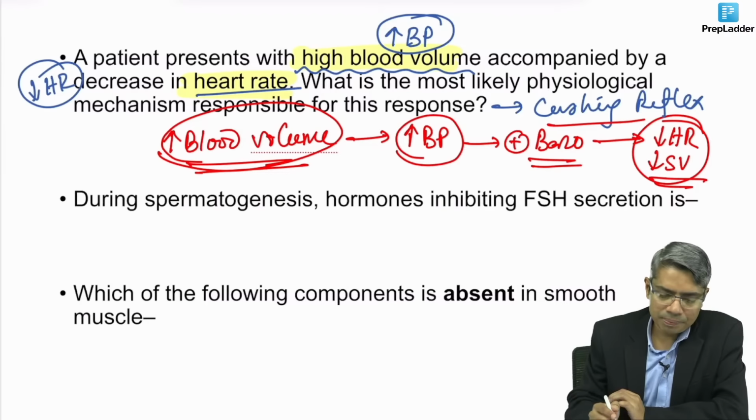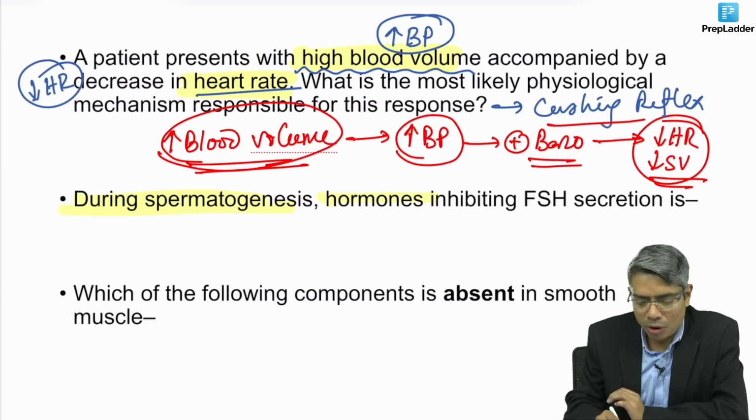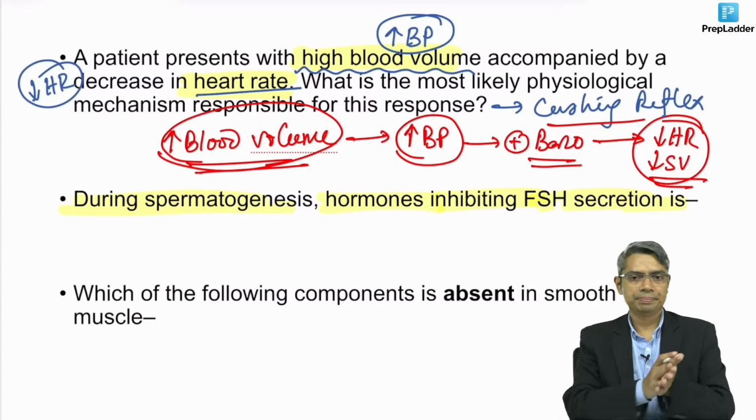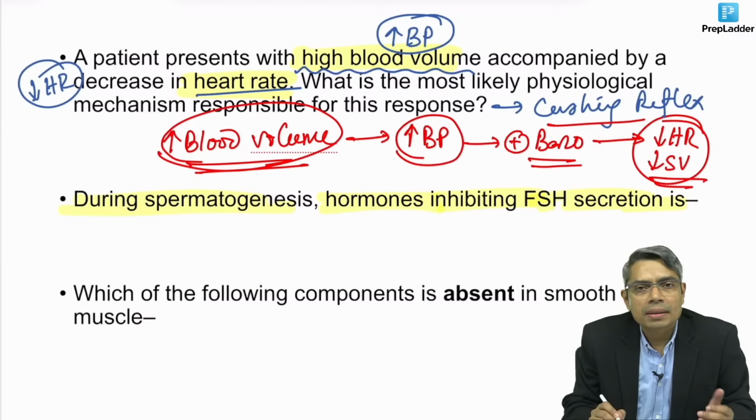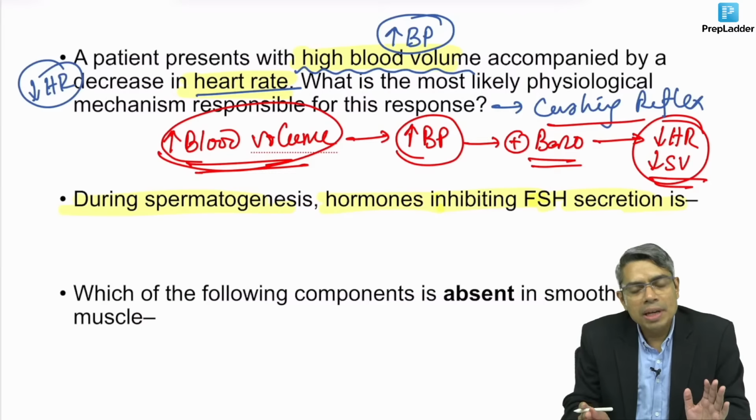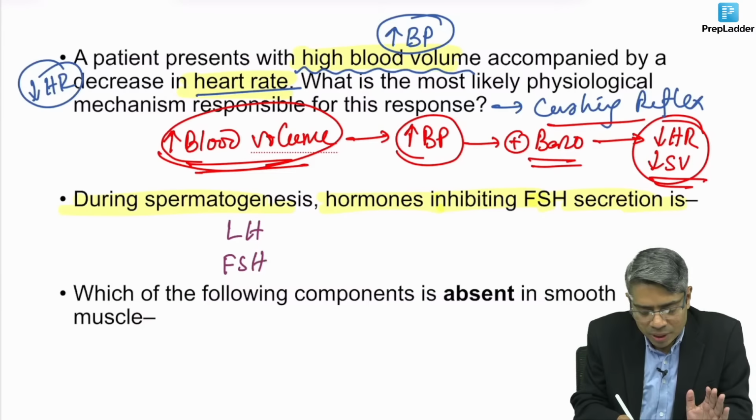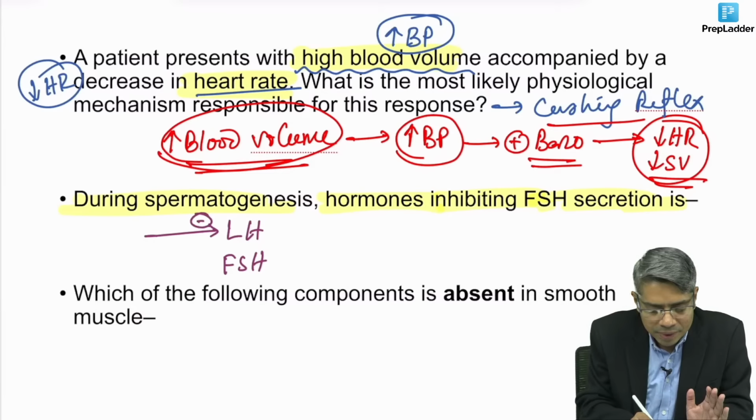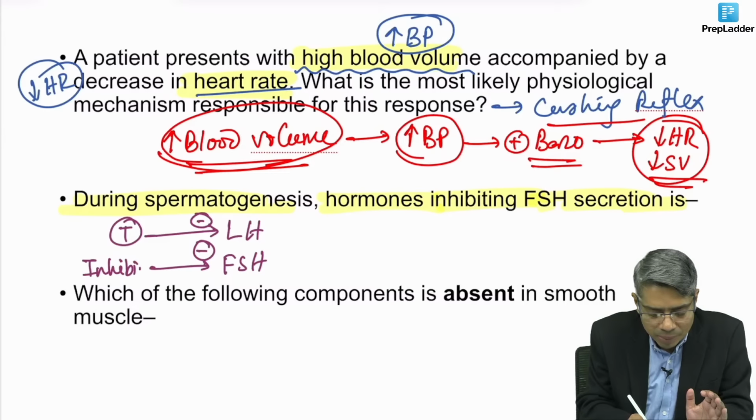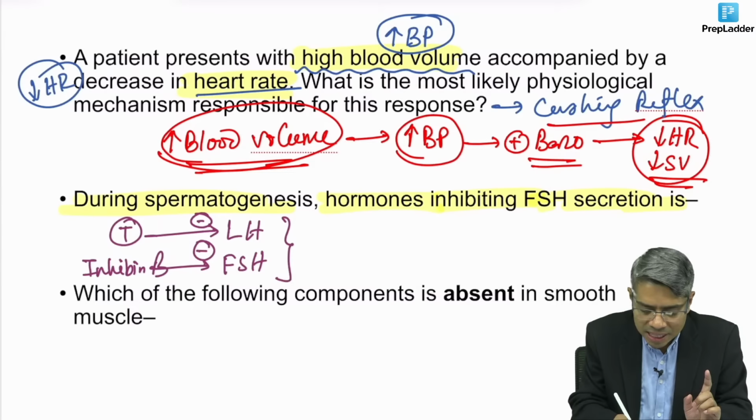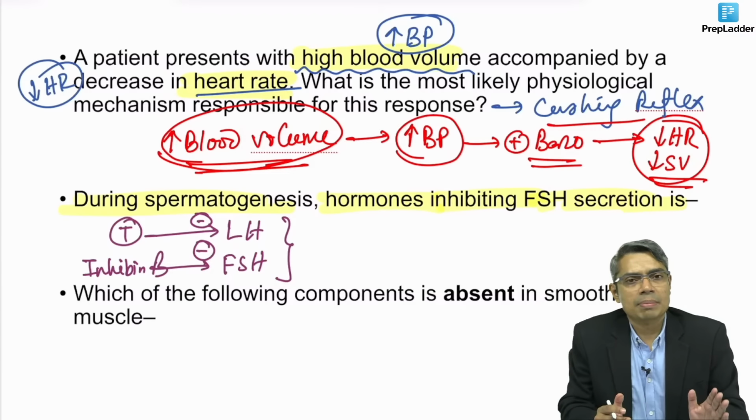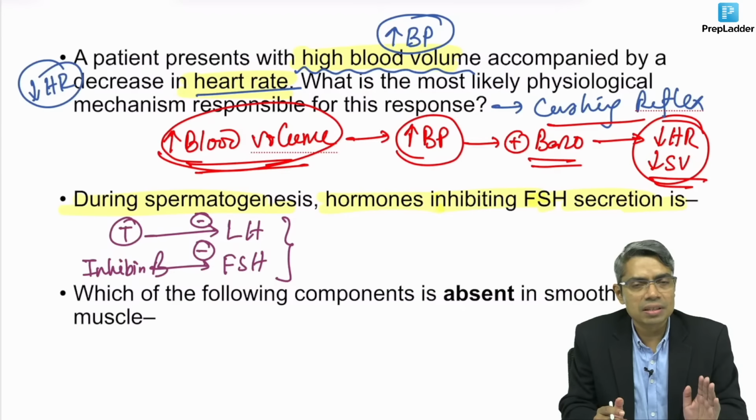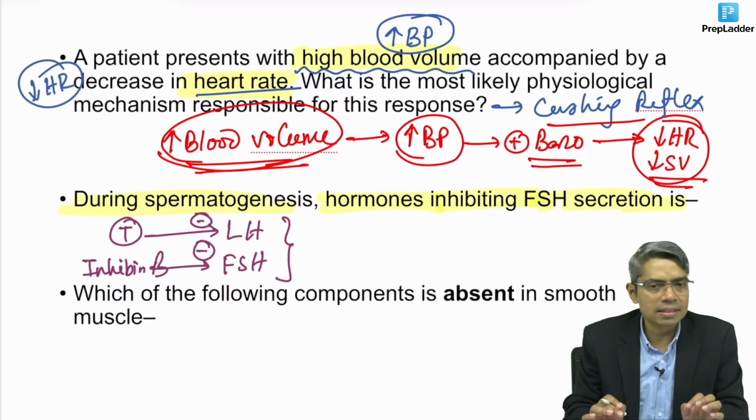Okay. Next one, during spermatogenesis, the hormone inhibiting FSH secretion is... hormone inhibiting FSH secretion, okay, yes. So, always remember that during spermatogenesis, I will also show you one diagram. There you will understand that there are two hormones, LH and FSH. LH is inhibited by testosterone and FSH is inhibited by inhibin, and which inhibin you have already answered, inhibin B is the answer. So, always remember FSH is inhibited by inhibin both in males and females. In males the LH is inhibited by testosterone, in females the LH is inhibited by estrogen and progesterone. That is the thing you have to remember.